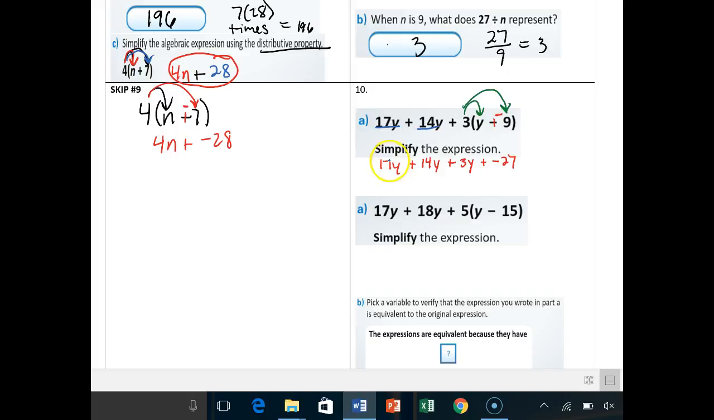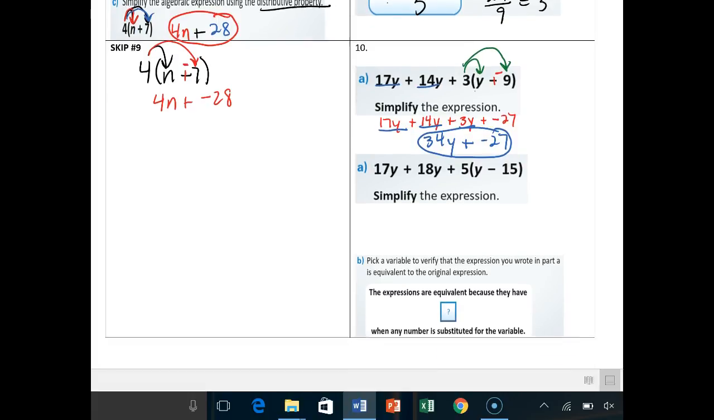All right, so now add up all the like terms. Well, 17 plus 14 plus 3. That's not a like term because it doesn't have a y. If you use a calculator, you could add all that up. You're going to get 34y plus negative 27, and you're done. That's the answer. You don't combine those two. You don't have like terms. Let's do another one just because it's super complicated.